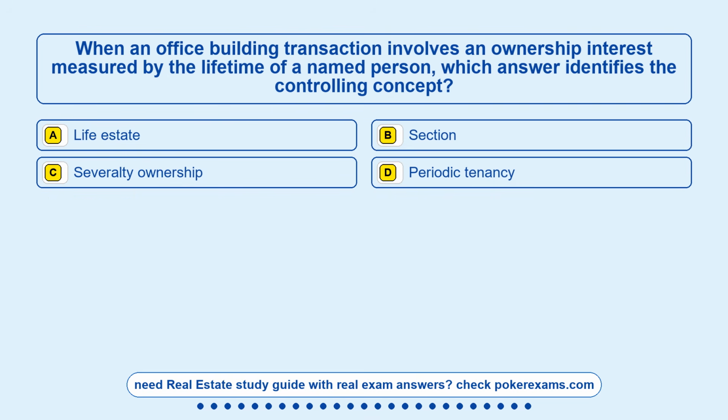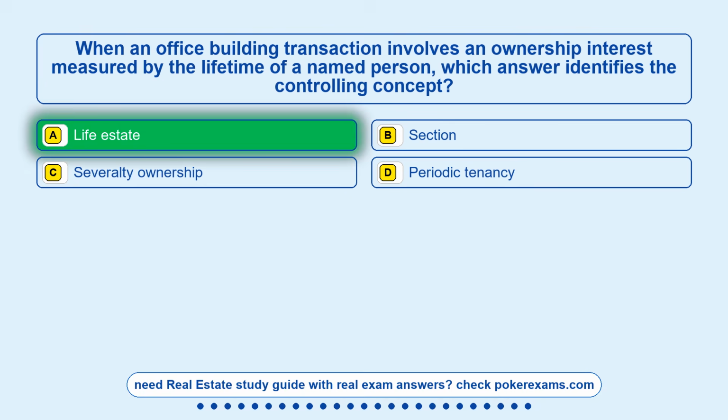Question 12. When an office building transaction involves an ownership interest measured by the lifetime of a named person, which answer identifies the controlling concept? Option A, life estate. Option B, section. Option C, severalty ownership. Option D, periodic tenancy. The correct answer is option A, life estate.